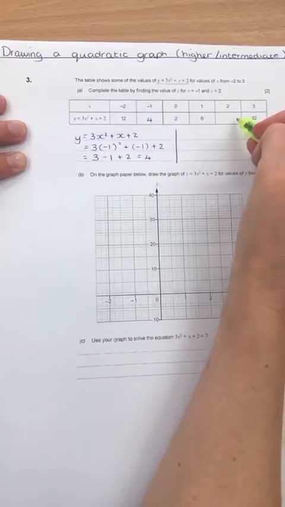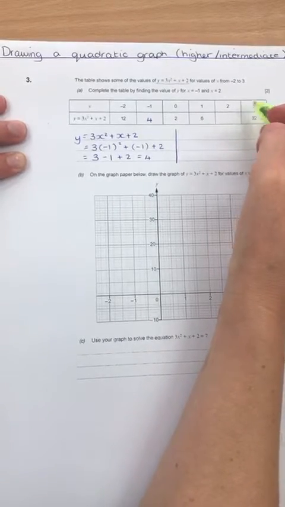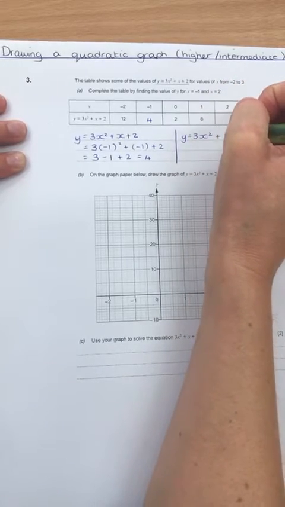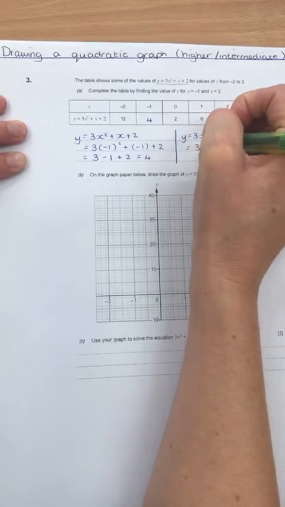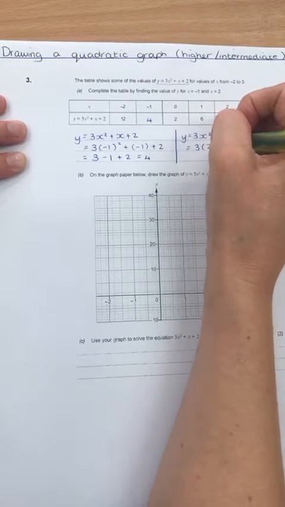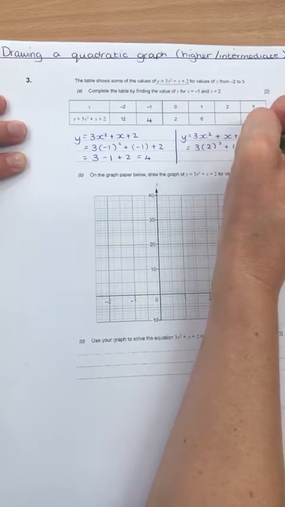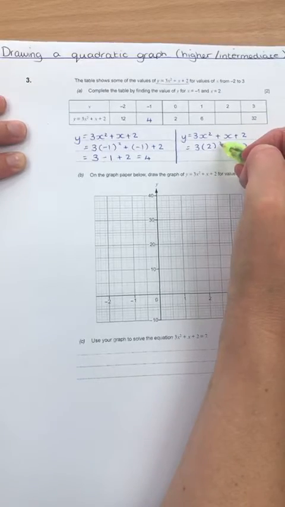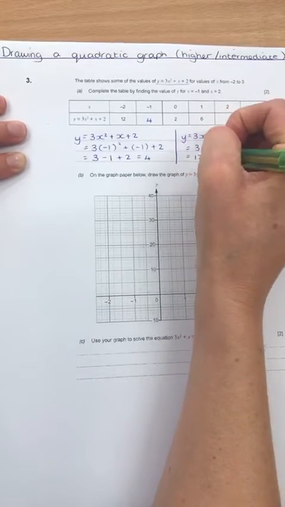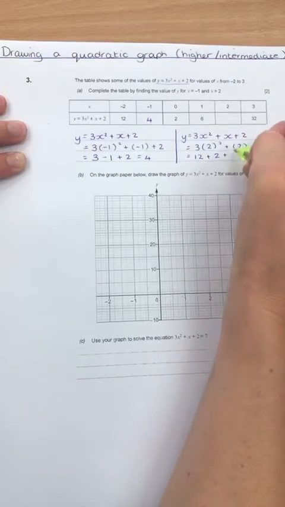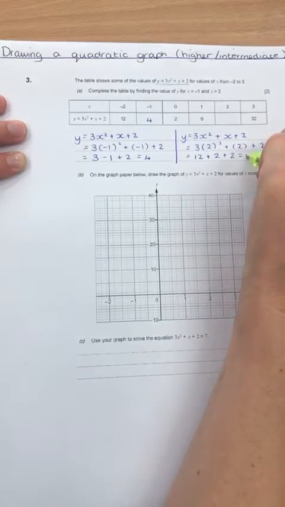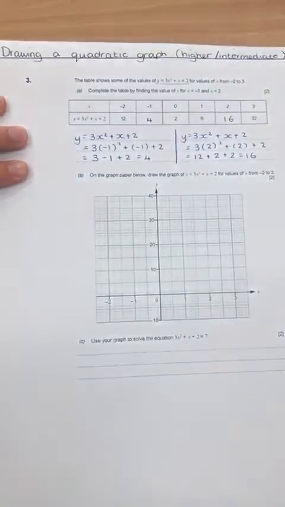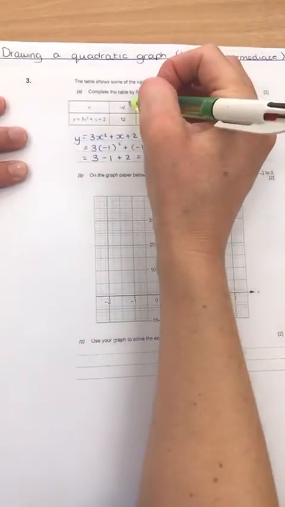Moving on to the second empty box, my value of x is 2. So again, I'm still using y equals 3x squared plus x plus 2. But I replace my x with 2 all the way through. Again, I'm keeping it in brackets just because it's good practice. 2 squared is 4, multiplied by 3 is 12. And then I have an add 2, so that gives me a total of 16. And again, now for part B, I need to plot my coordinates.